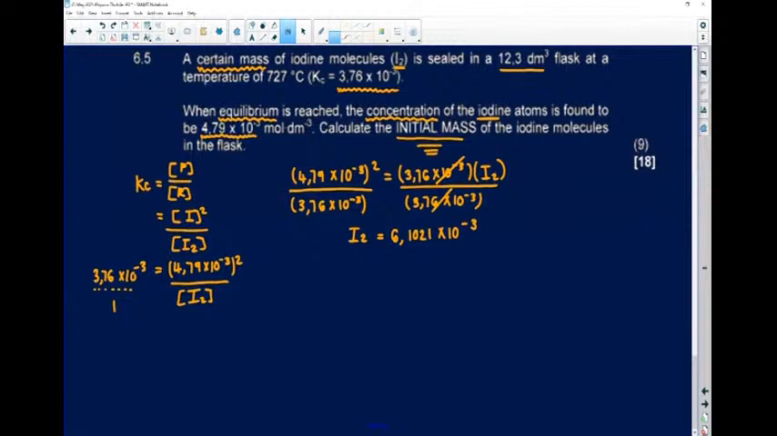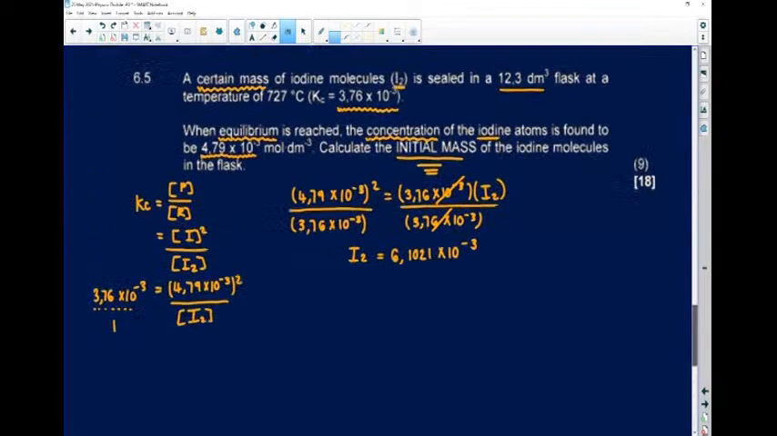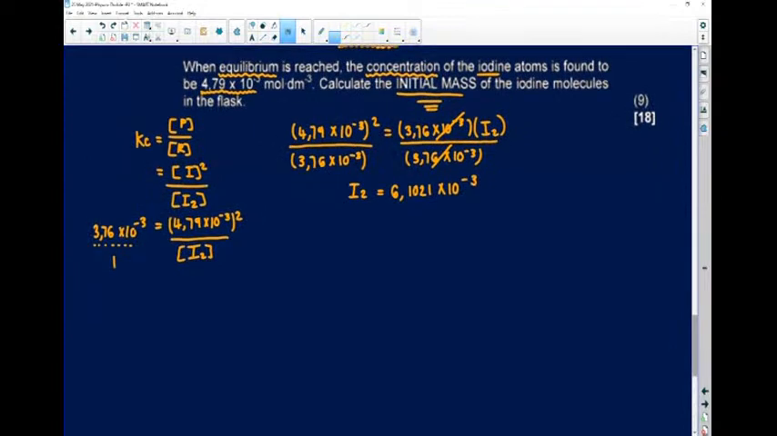Let me just extend my page a little bit. So therefore, I'm not done. We're still looking for the mass. I haven't even started with the question. I'm going to go back. This was my reaction. Just want to write this down for you, so that when we talk about mole ratios, you know exactly what I'm talking about. This will be 2I and then G.